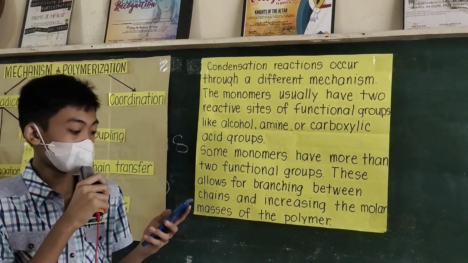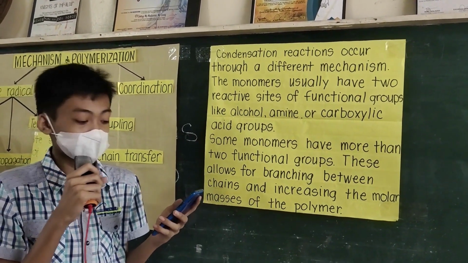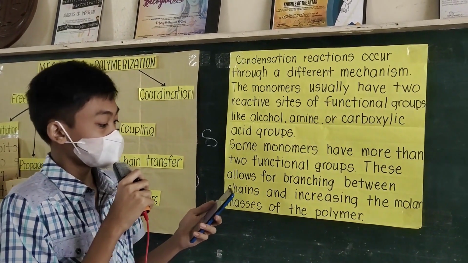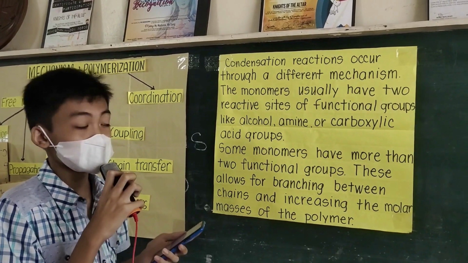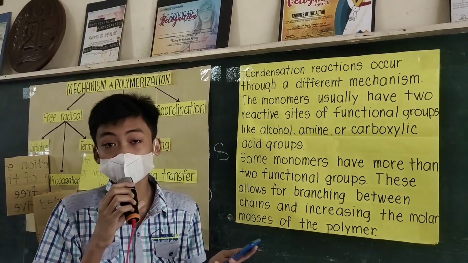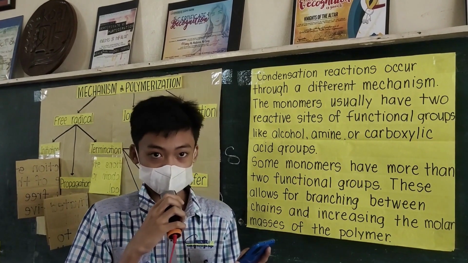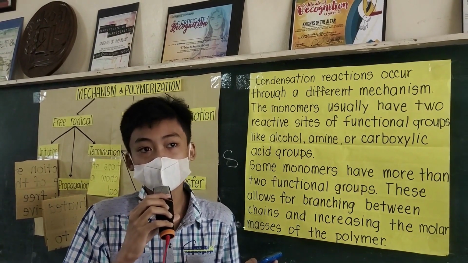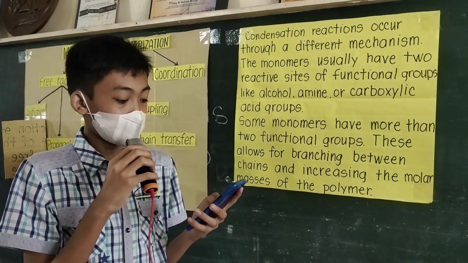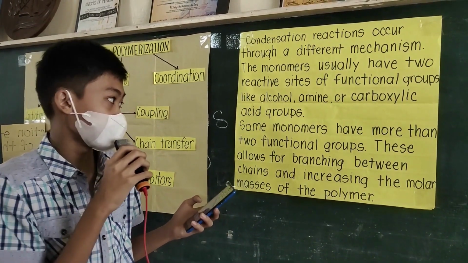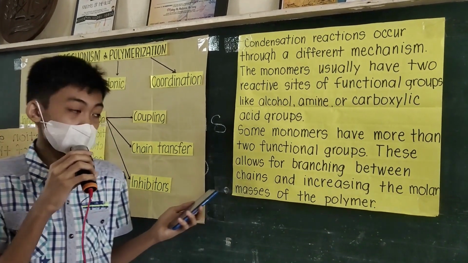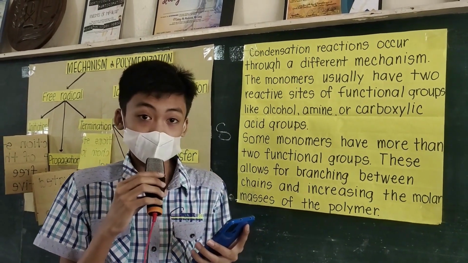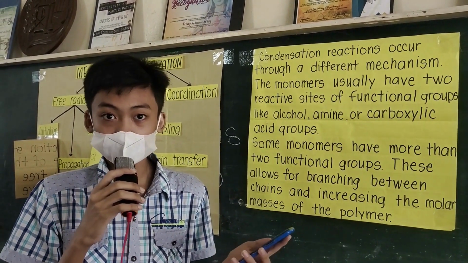Now, condensation polymerization occurs through an entirely different mechanism. In condensation polymerizations, the monomers usually have two reactive sites of functional groups, such as alcohol, amine, and carboxylic acid groups. The reactions occur through an ionic mechanism that depends on the nature of these functional groups. Some monomers can have more than two functional groups. These allow for branching between chains and increasing the molar masses of the polymer. And that's about it, the mechanism of polymerization, all you need to know.